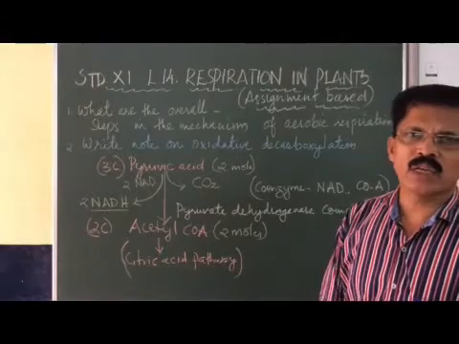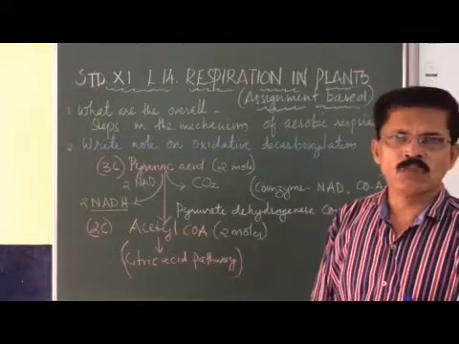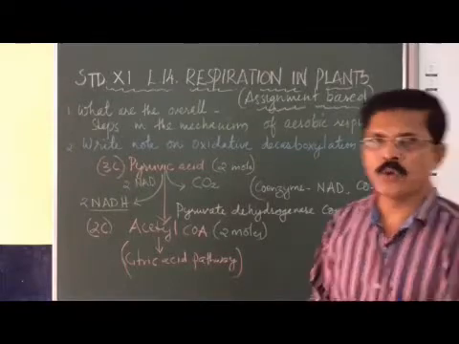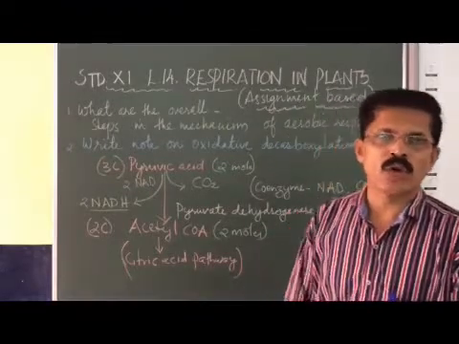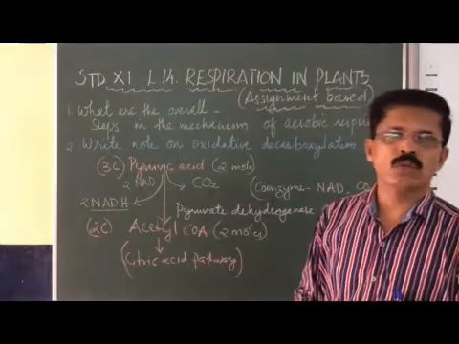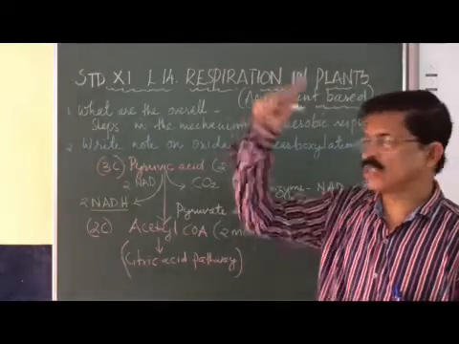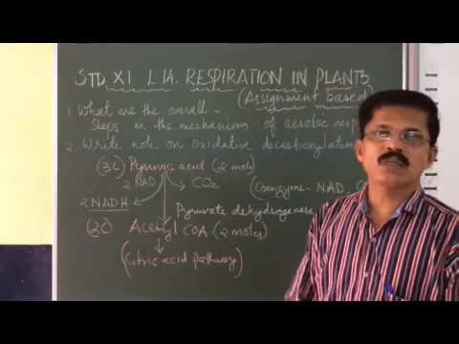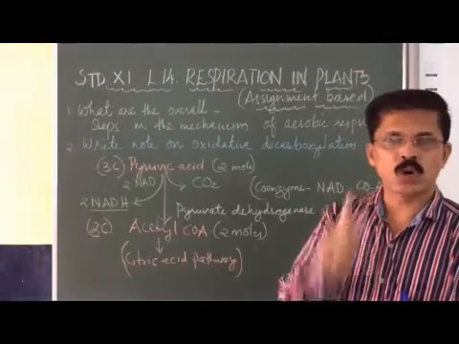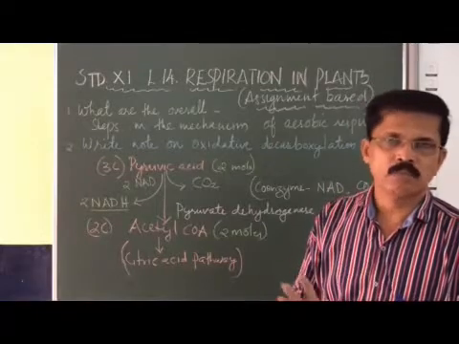The first step of aerobic respiration takes place in the cytoplasm or cytosol, that is glycolysis, during which 1 molecule of glucose, 6 carbon, is broken down into 2 molecules of 3 carbon pyruvic acid. So the formation of pyruvic acid from glucose is the first step of aerobic respiration. That we say the first step is glycolysis or glycolytic pathway, in which 1 molecule of glucose is broken down into 2 molecules of pyruvic acid. So that is the first step.